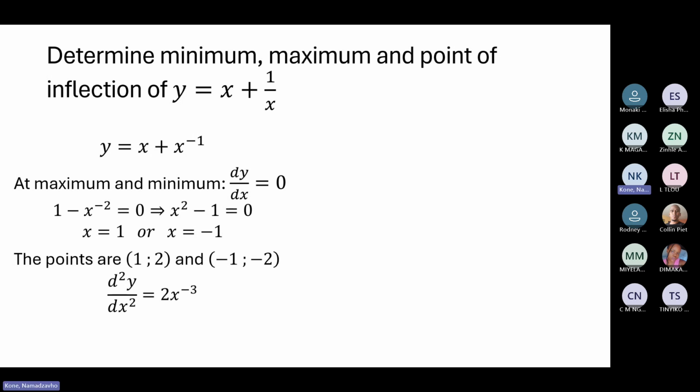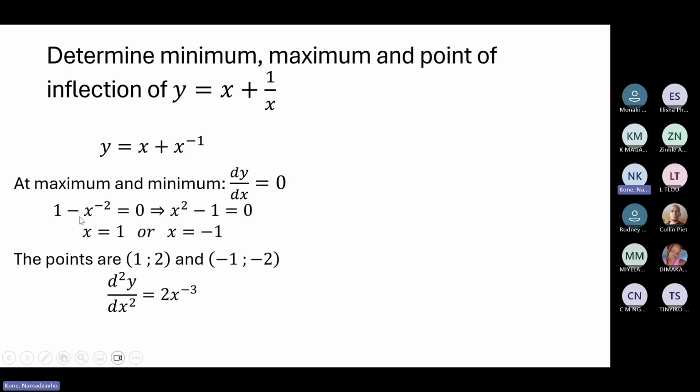When you take that second order derivative and substitute this one into it and get a positive answer, it means this is a minimum. If you take this one, put it here and get a negative answer, it means this point is a maximum. So now we have got our second order derivative, which we do on the first derivative, which is this one.